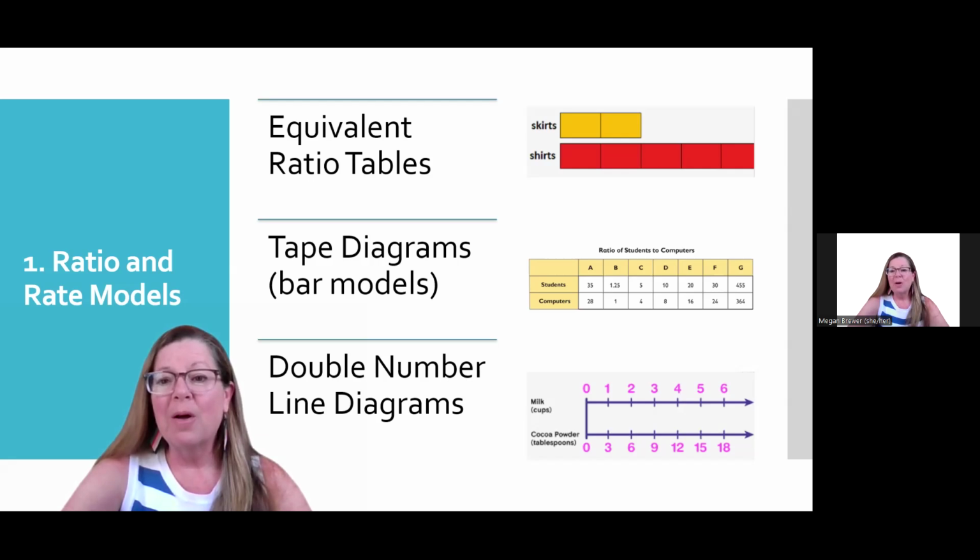Tape diagrams or bar models. Tape diagrams use a visual representation to represent quantities. They help students understand the relationship between parts in the whole, making it easier to solve problems involving ratios. Double number line diagrams. These diagrams use two different number lines to represent the two different quantities with different units. They help students visualize how quantities change proportionally, making it easier to solve problems involving rates and unit conversions.